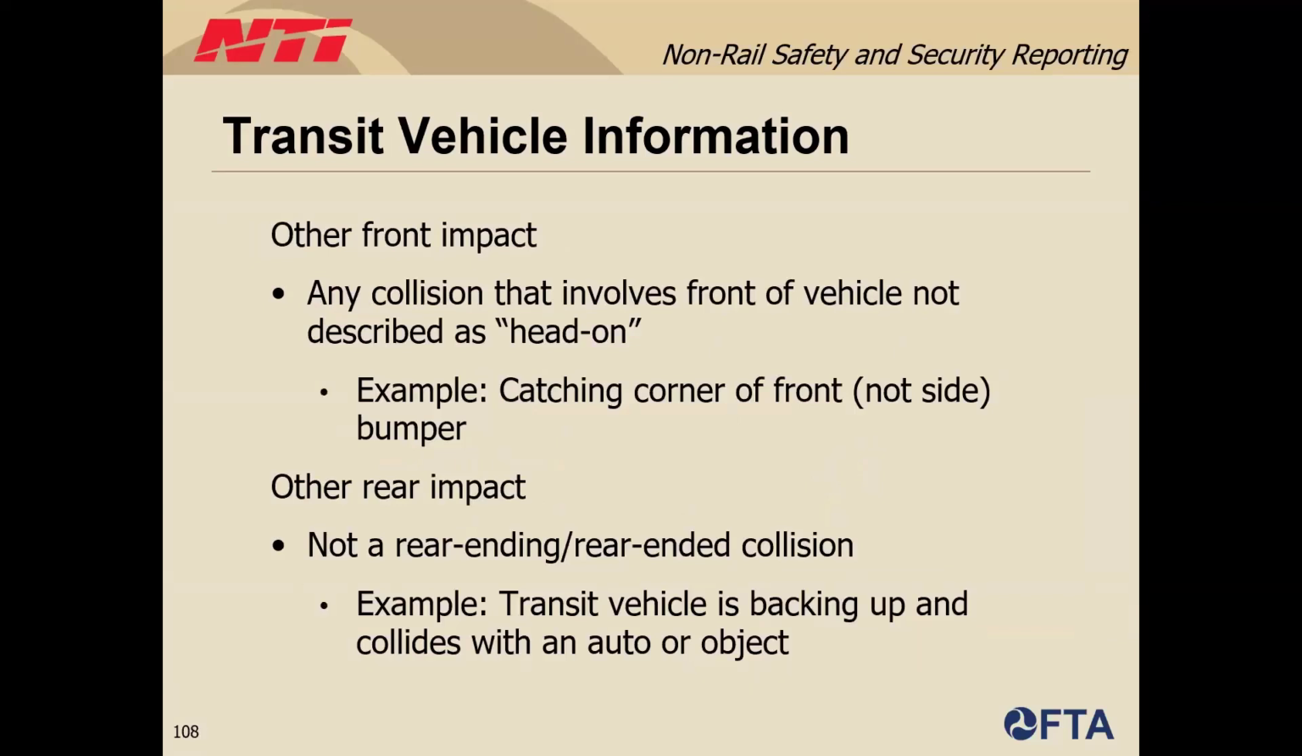Other front impact is used when the front of the transit vehicle is impacted, but not when it would be considered head-on or rear-ending. An example would be the front corner bumper hits another vehicle or object while turning, not the bumper on the side at the front. Likewise, other rear impact is used when the transit vehicle is impacted on the rear, but not when it would be considered rear-ended. An example would be if the transit vehicle was backing up and hit a utility pole.